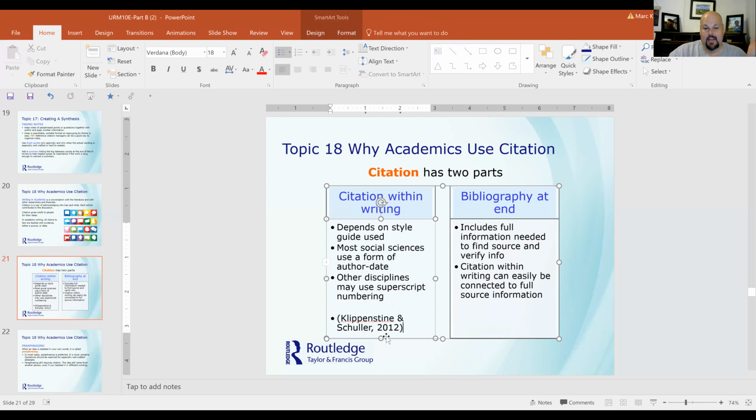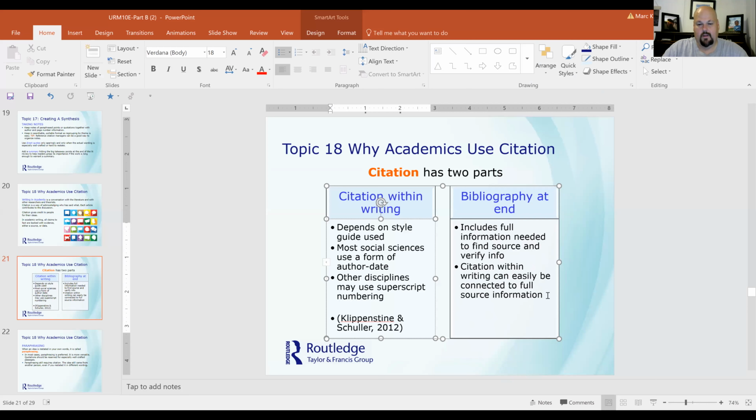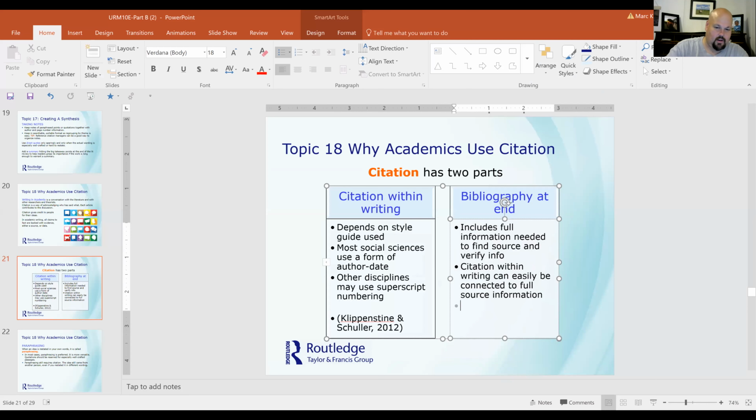The citation at the end, let me bump that back to full screen. The citation at the end is the full bibliographical information. It's the reference list, right? This is what we call, I don't know, I'm changing my notes as I talk, but this is your reference.